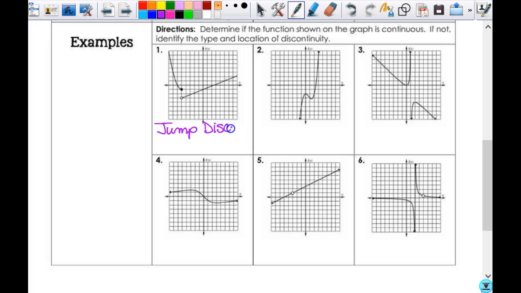discontinuity. Now, it's okay to abbreviate, but make sure your abbreviations make sense. It's good to abbreviate when the words are really long or you don't know how to spell them, right? But don't just put jump, like jump what, right? It's jump discontinuity, and then you have to say where. So it's at x equals what? -5. Good.